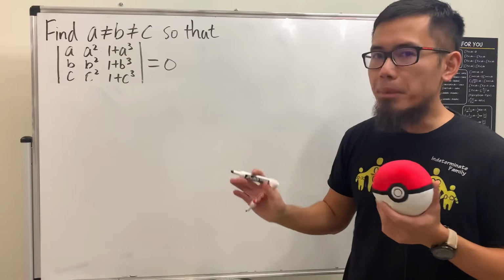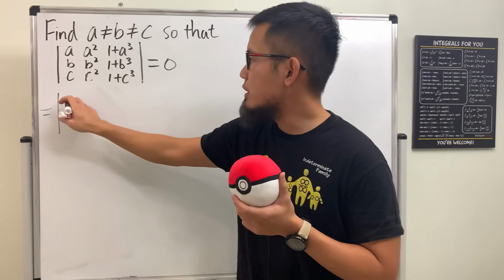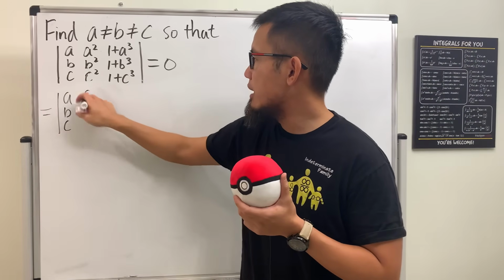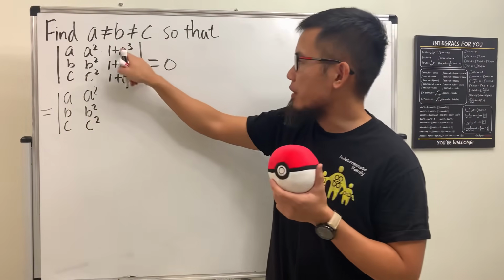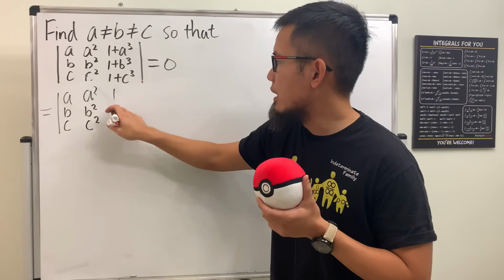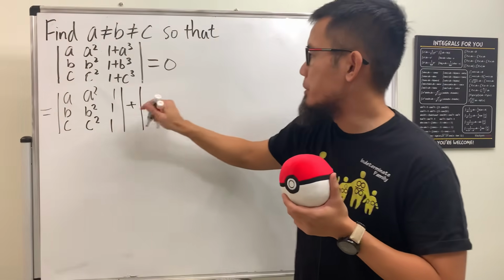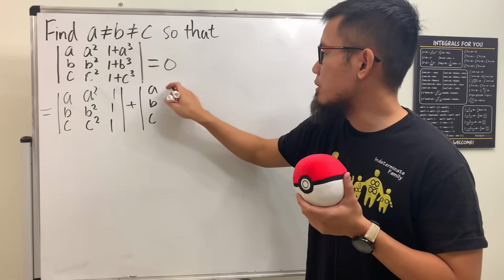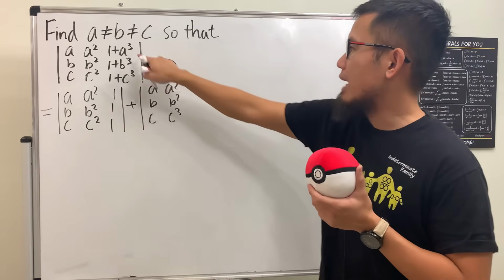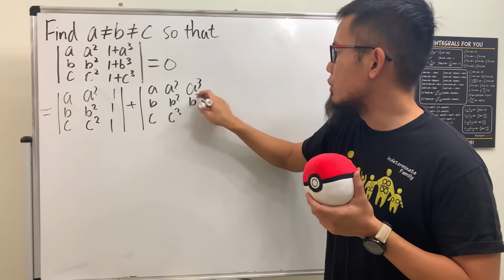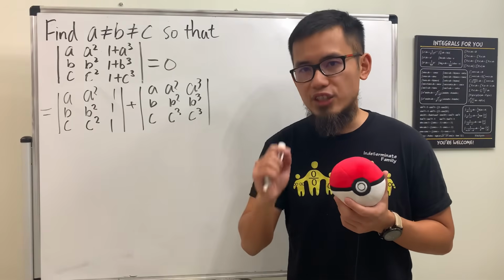This is the sum property of the determinant. We can actually break this down into two determinants. The first one is just A, B, C, and then A squared, B squared, and C squared. Notice that the first two columns are the same. And then for the third column, just write down the 1, 1, 1, like this. And then we are going to add it with the determinant of, again, you copy down the first two columns. And then for the third column, you have just this, A cubed, B cubed, and C cubed. So this is the sum property of the determinant, and this is legitimate.